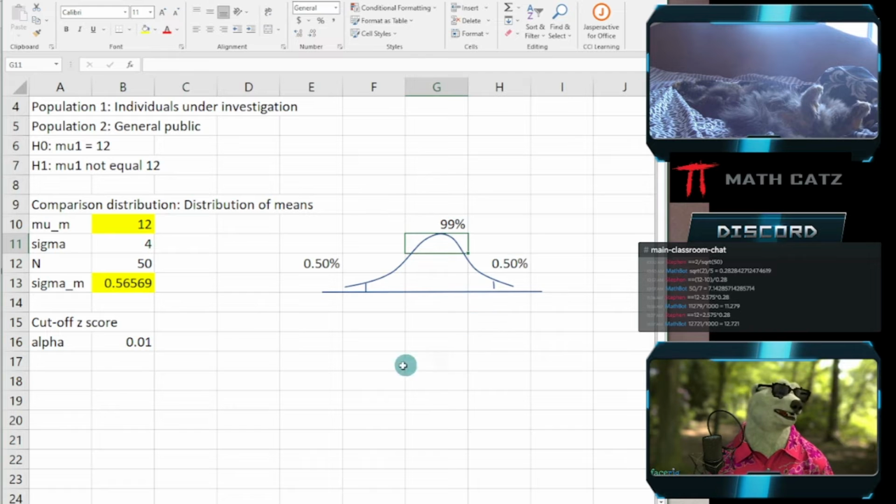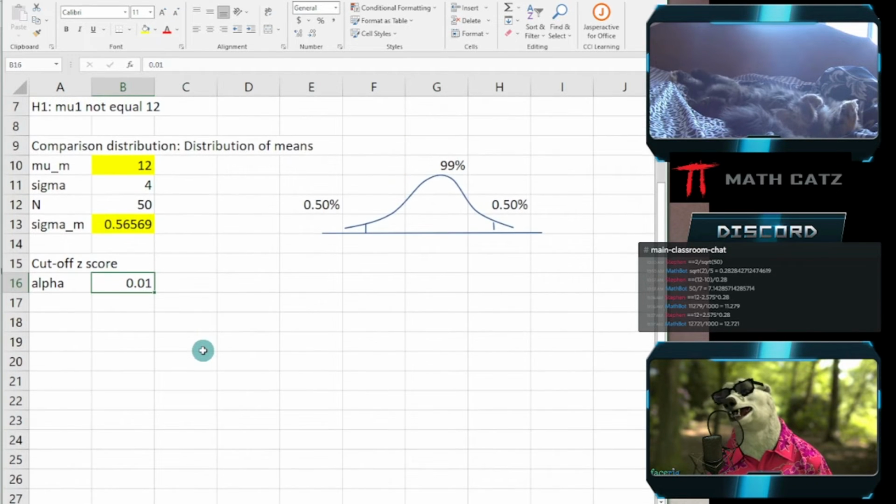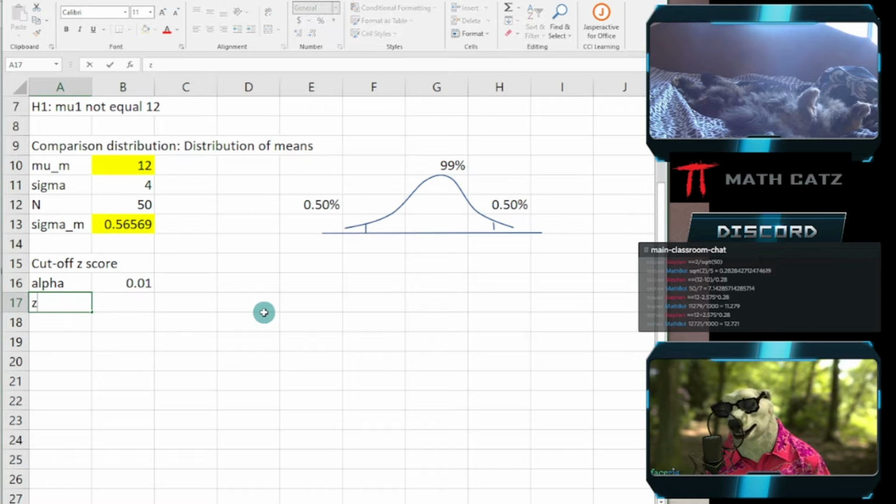Or you can do it as the decimal version. Because I'm going to use the cell in the calculation, I have it as a decimal, the decimal version of 1%. So keep that in mind. Don't get confused between the two. So I want to find the, let's call it Z cutoff. Let's do it like this, cutoff.